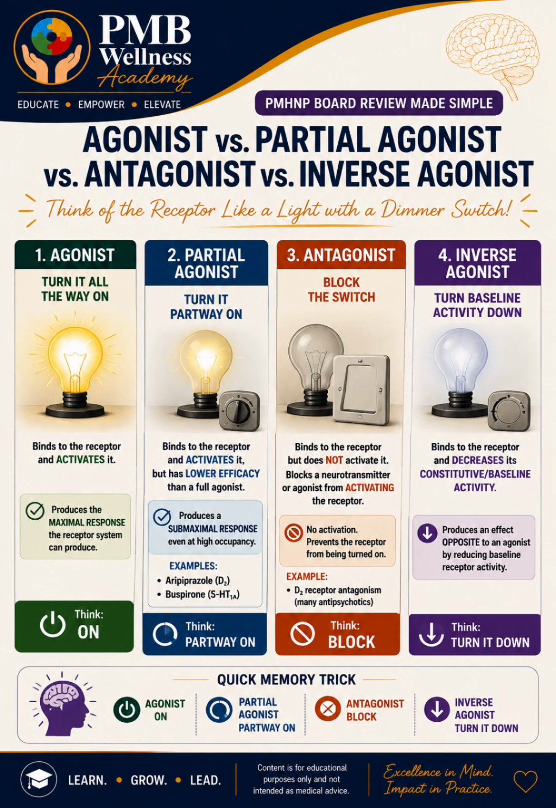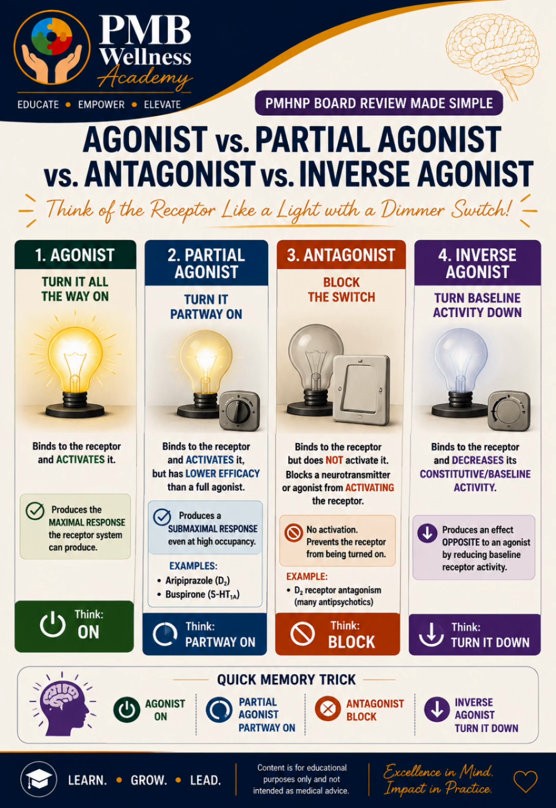Antagonist equals block the switch. An antagonist binds to the receptor but doesn't activate it. Instead, it blocks a neurotransmitter or agonist from activating that receptor. Imagine putting a cover over the light switch so someone else can't turn it on. That's your antagonist. Antagonist equals blocking. A high-yield psychiatric example is D2 receptor antagonism, which is an important mechanism of many antipsychotic medications.